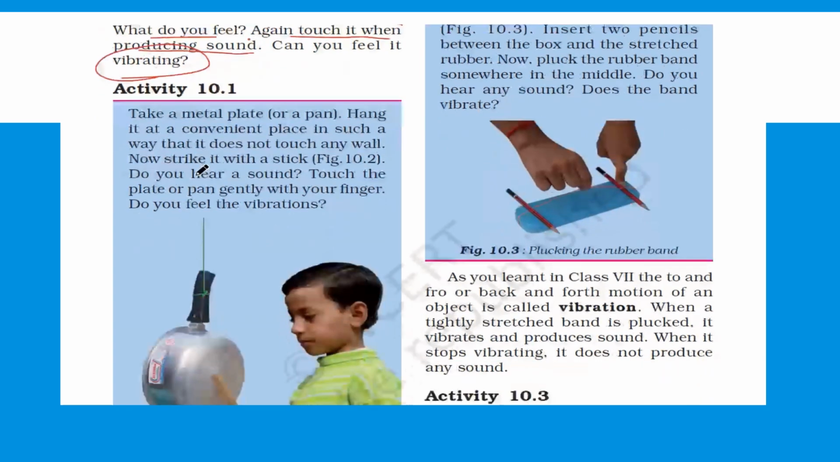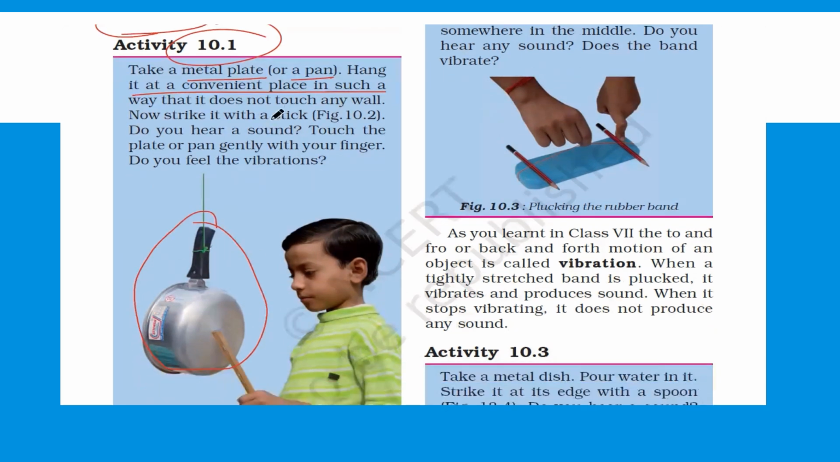So let us start with activity 10.1. Take a metal plate or a pan and hang it at a convenient place, like this, so that it does not touch the wall. Now strike it with a stick. Do you hear a sound?